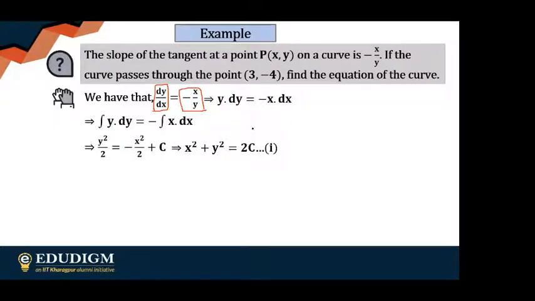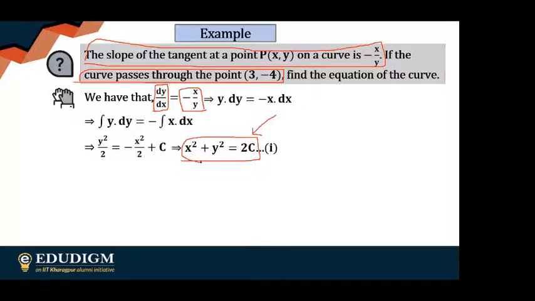Now, what is this? This is a general solution. I need a particular solution. So what do I use? This part is already used. The slope is whatever. Now the curve passes through this point. This is very, very crucial. What is this? This is a circle. This is a family of circles. Once you fix a point, you will get a particular member of the family, which will give you the equation of the curve. So let's find out the value of C.